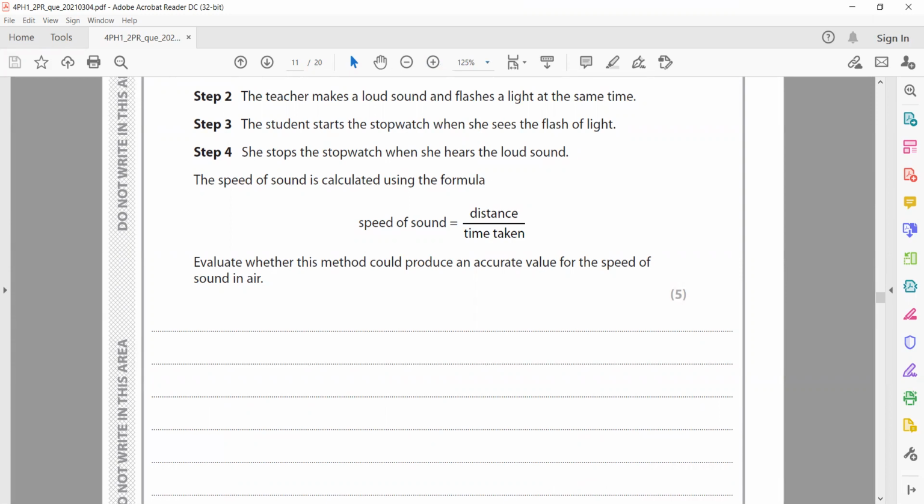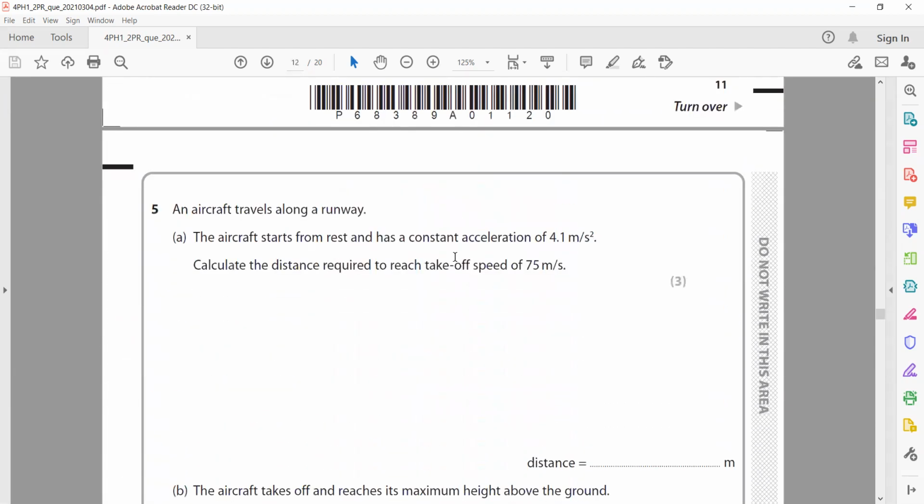Speed is equal to distance divided by time. So in this method, there is a reaction time also involved, and if the distance is too short, then the percentage uncertainty will be higher, and there is also a chance, using a ruler or measuring tape, of parallax error, and the student did not repeat, so it will not be accurate.